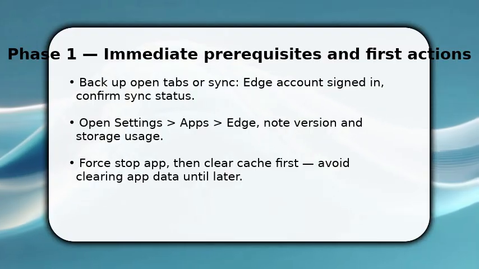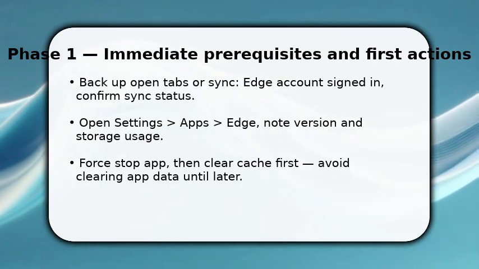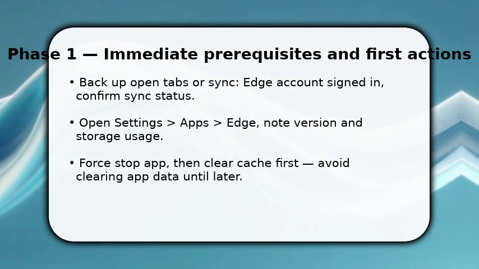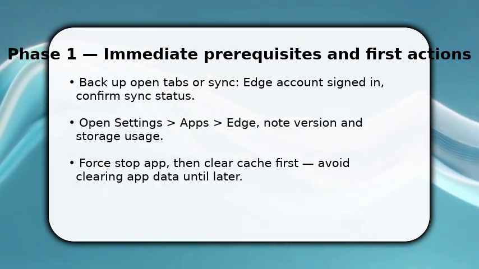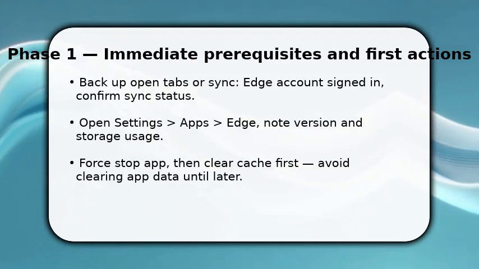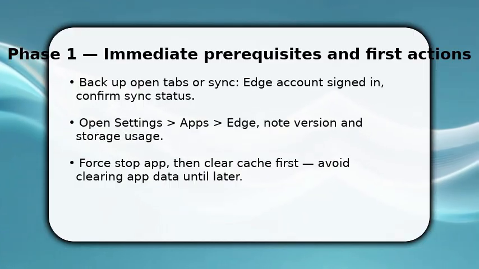You begin by confirming sync and backing up any tabs so you don't lose work. Open Settings, go to Apps, find Edge, and note storage use and app version. Once you've verified sync, force stop the app to prevent background writes and clear only the cache first. This removes transient files and often fixes sluggish behavior without breaking sign-in.